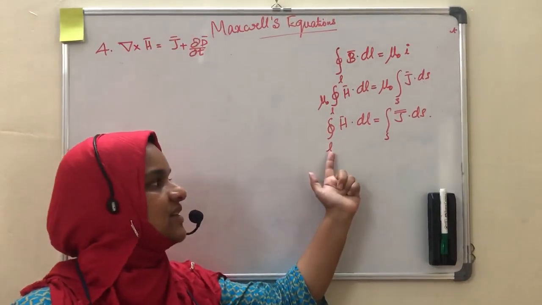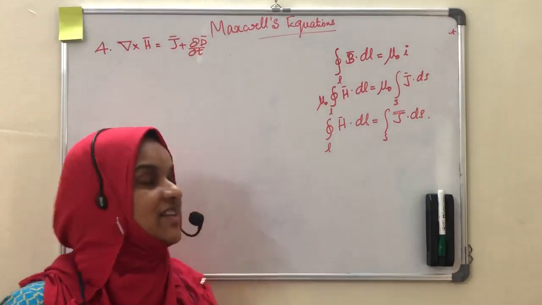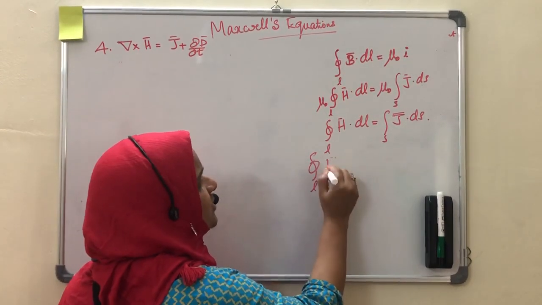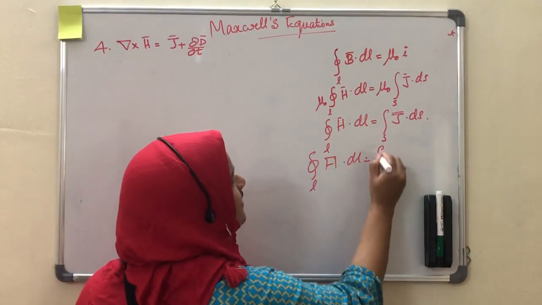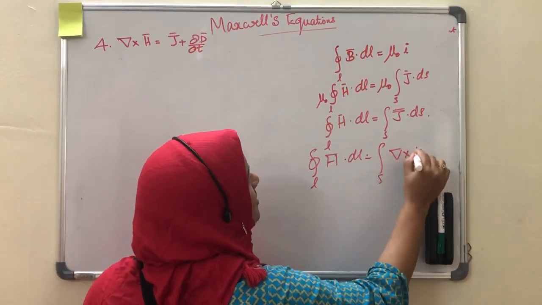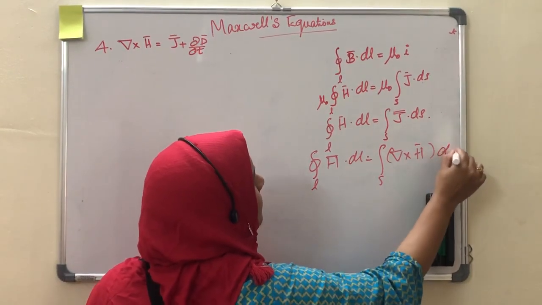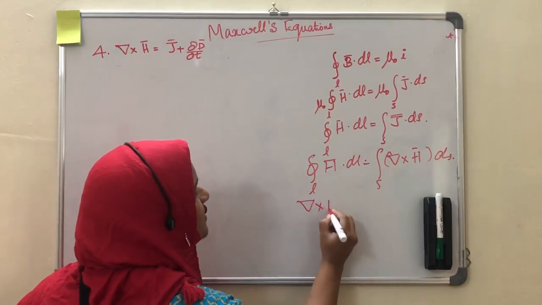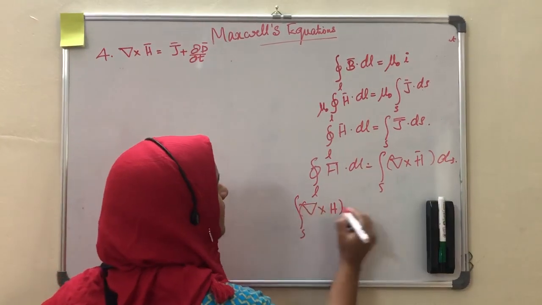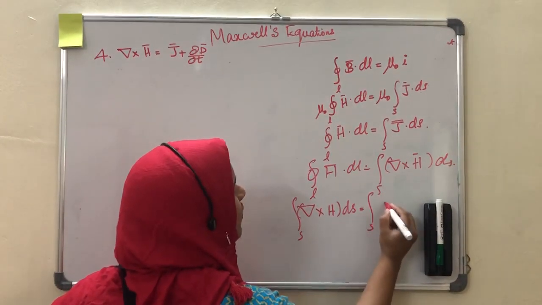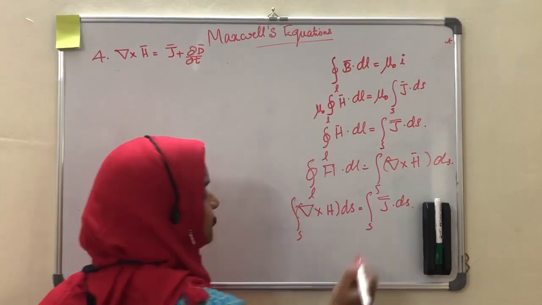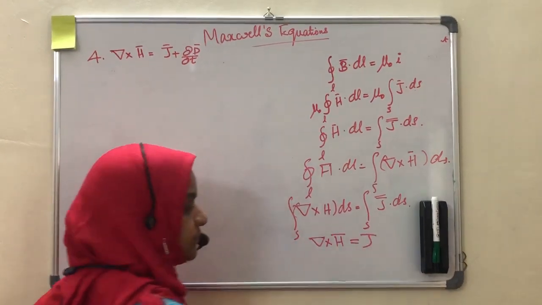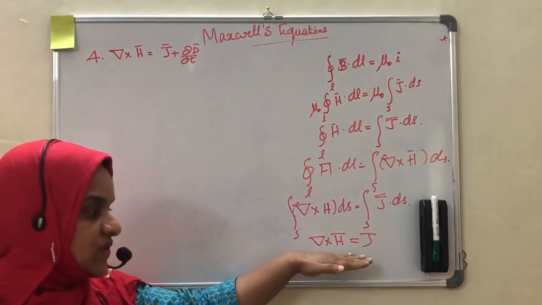Here there is a line integral, so applying Stokes theorem on the left hand side, the line integral of H dot dl is equal to the surface integral of del cross H dot ds. Substituting this on the left hand side, you will get the surface integral of del cross H equal to the surface integral of J dot ds. Removing the integral sign, del cross H is equal to J. From Ampere's circuital law, this was the deduction.